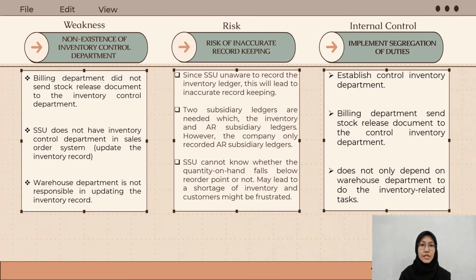Alright, so to overcome the weakness, SSU must implement segregation of duties. First, SSU must establish an inventory control department because without this department, the inventory record cannot be updated. So once SSU has established the department in its revenue cycle, the department should send the stock release document to the department because it will use the document to update inventory record. The establishment of the inventory control department is considered as segregation of duties because SSU does not only depend on the cost department to do the inventory related tasks, but it establishes another department to do the inventory related tasks too.